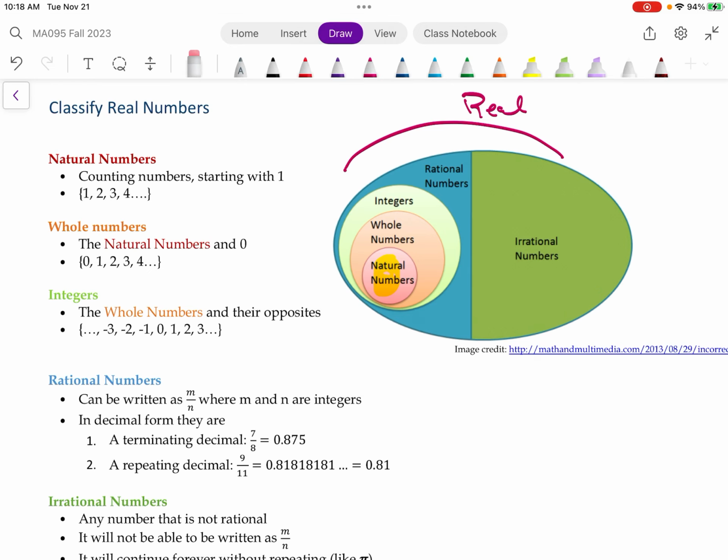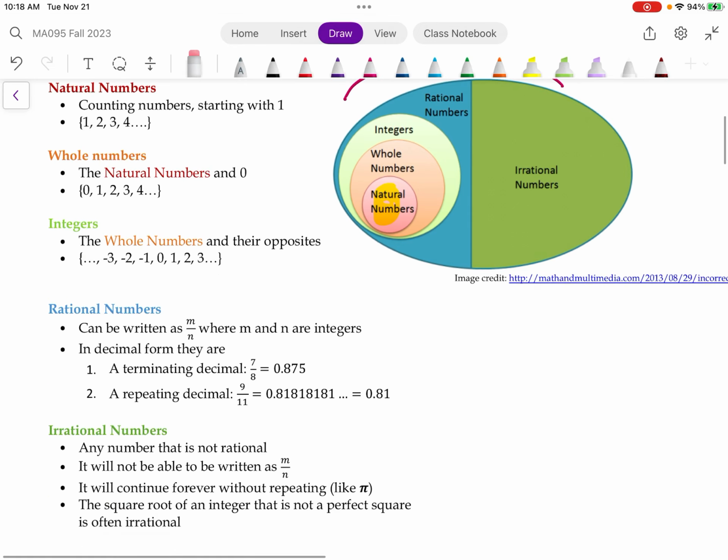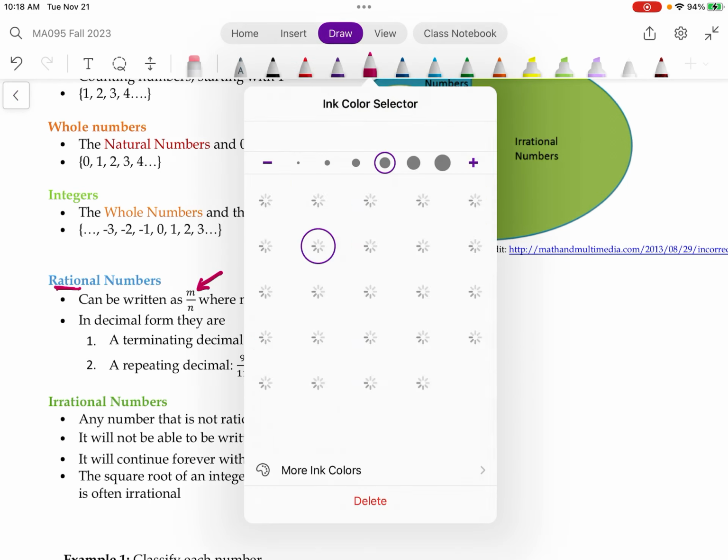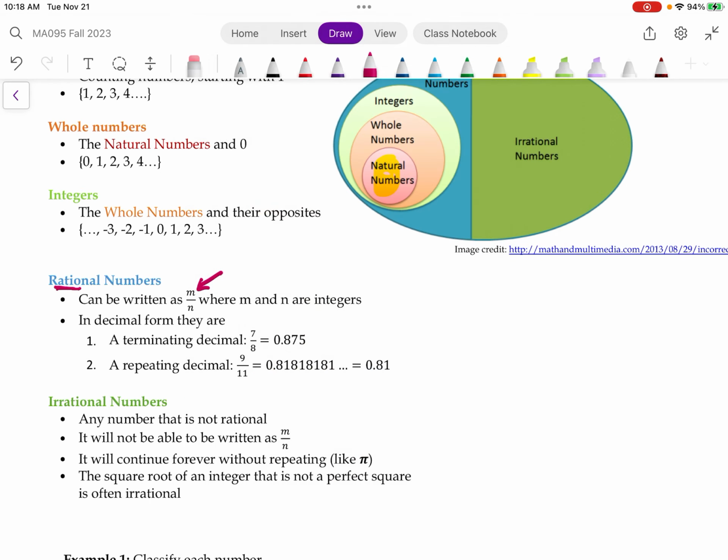Okay, so real numbers. What I do want to talk about here is the rational numbers and the irrational numbers. So a rational number, the word ratio, hopefully makes you think of a fraction. A rational number can be written as a fraction m/n, where m and n are integers, which means they're whole numbers that can be positive or negative.